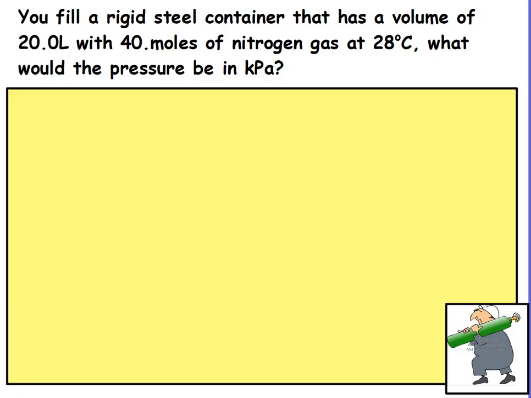So let me show you how PIV-NERT works. It says you fill a rigid steel container that has a volume of 20 liters, so this would be a volume, with 40 moles, that's an n, of nitrogen gas at 28 degrees. There's a temperature. If I add 273, because remember you cannot use degrees Celsius, you should get 301 Kelvin. What would the pressure be in kPa? I got to make sure I put kPa as my final answer. So we're going to be using our new equation, PIV-NERT.